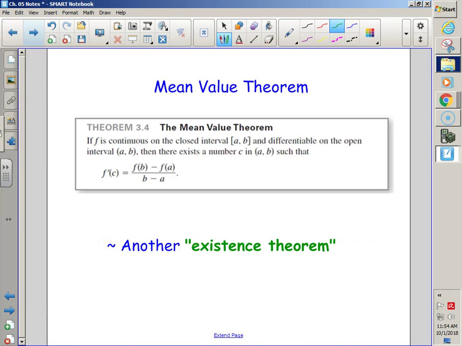But the long story short, the mean value theorem is the average rate equals the instantaneous rate at a particular x equals c within a to b, right? So average rate equals instantaneous rate.